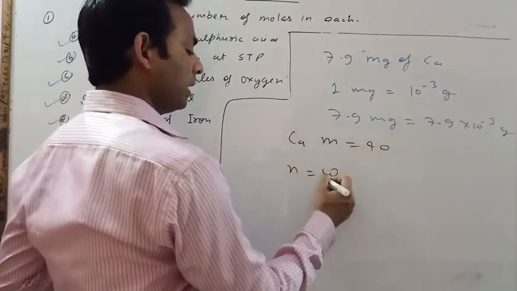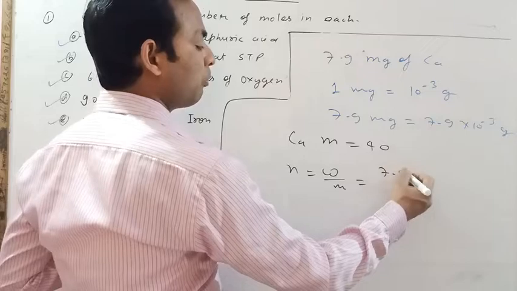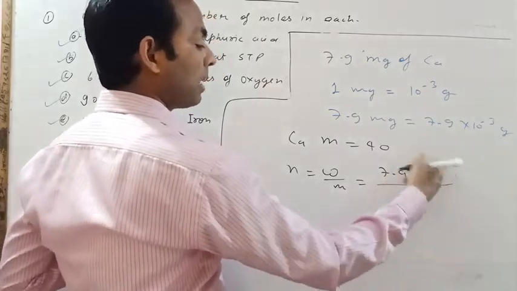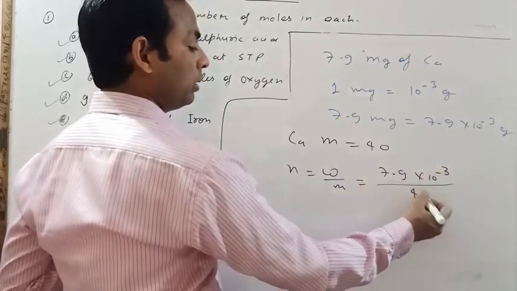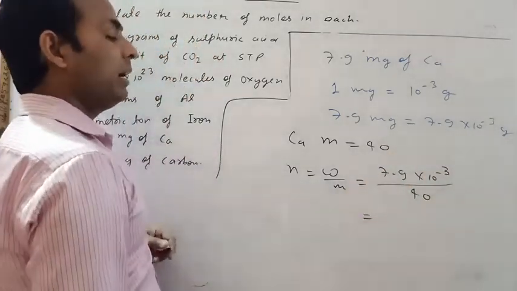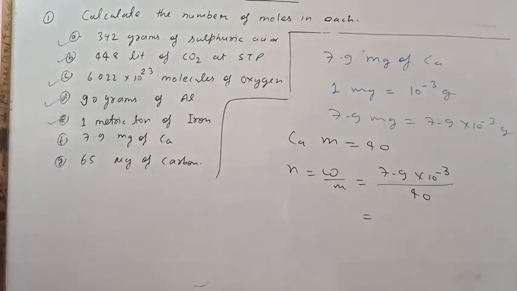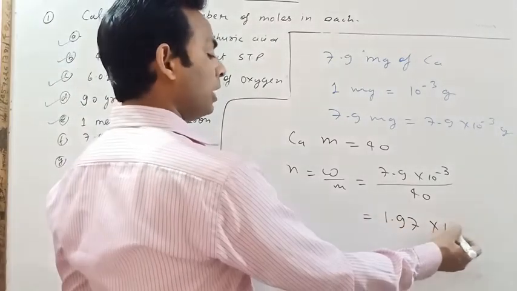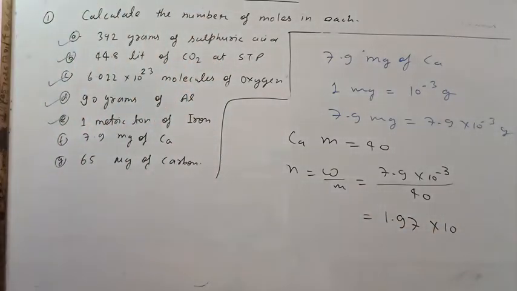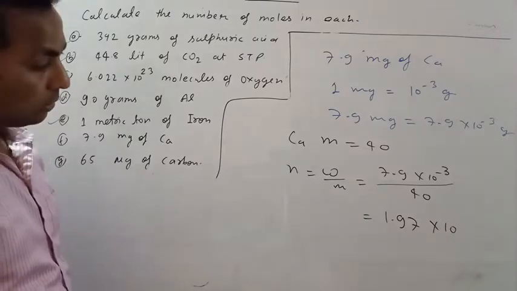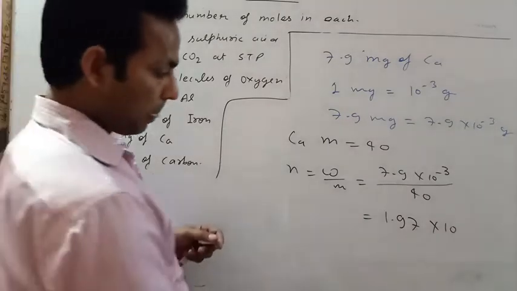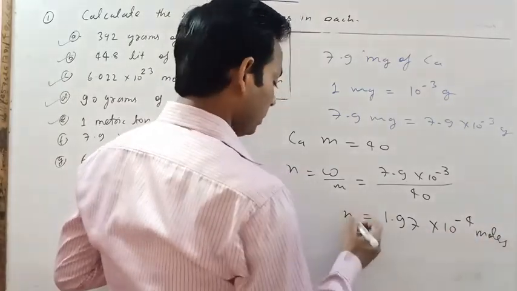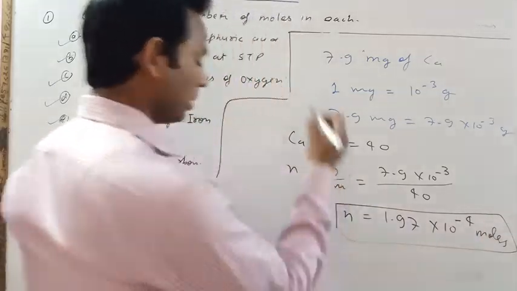So n equals W by M. So W value given is 7.9 into 10 to power minus 3 upon molar mass. The molar mass given is 40. After dividing, the answer will become 1.97 into 10 to the power minus 4 moles. So this is the answer of the 6th question.